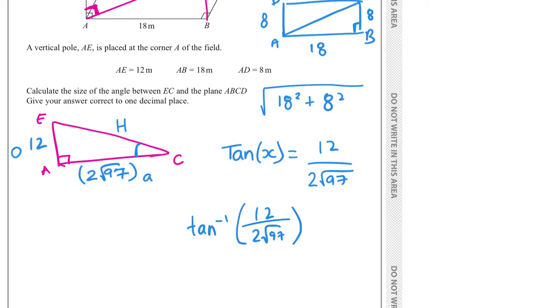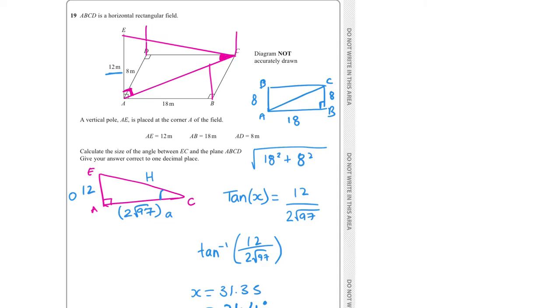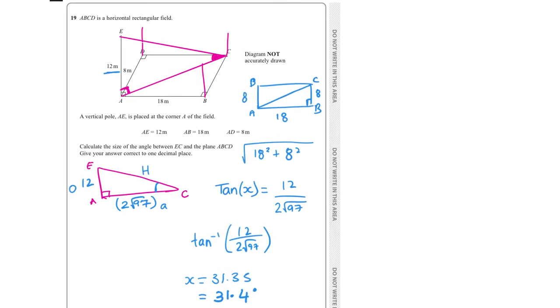I get x equals 31.35, which is 31.4 degrees. It's beautiful. Absolutely beautiful.